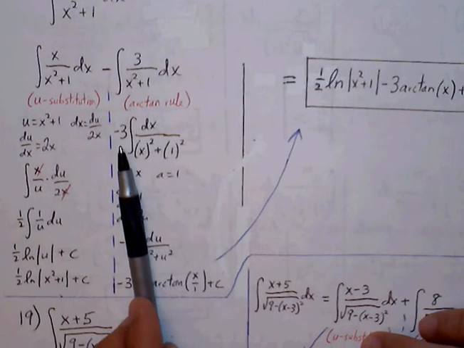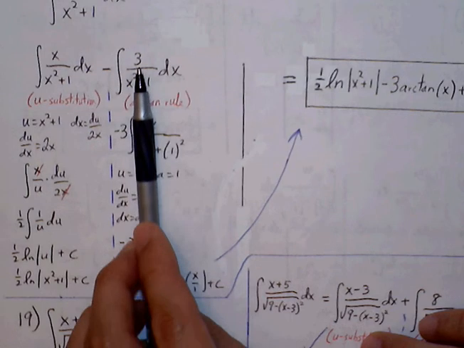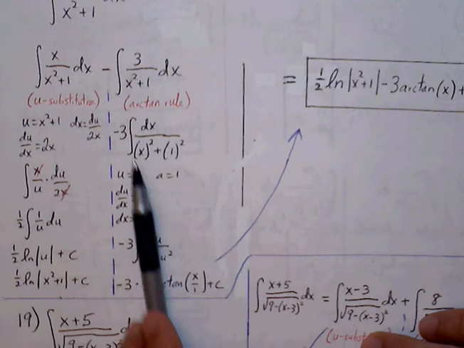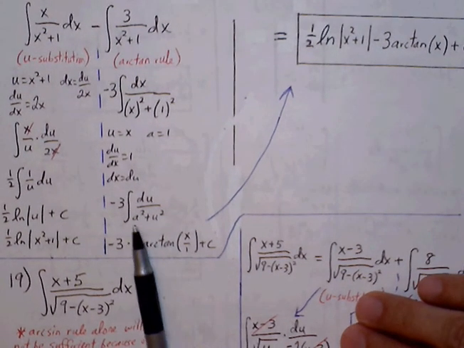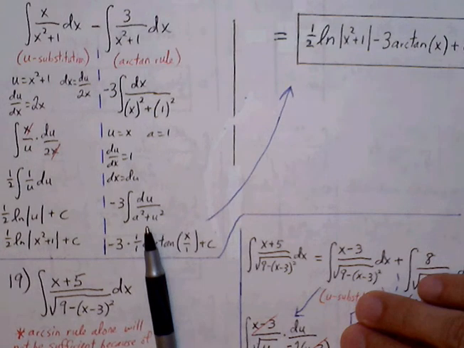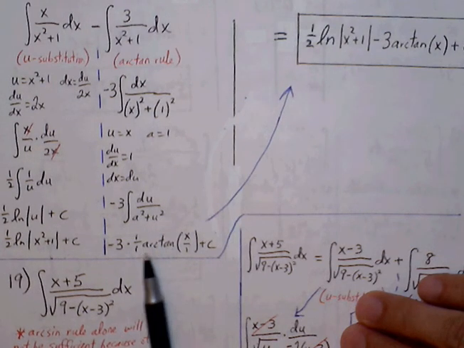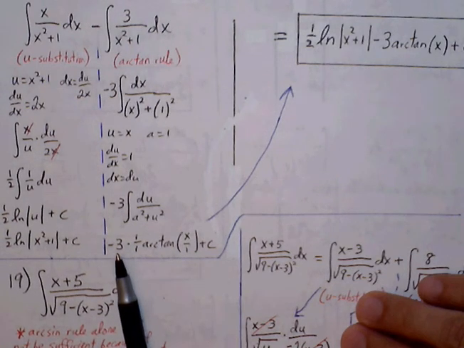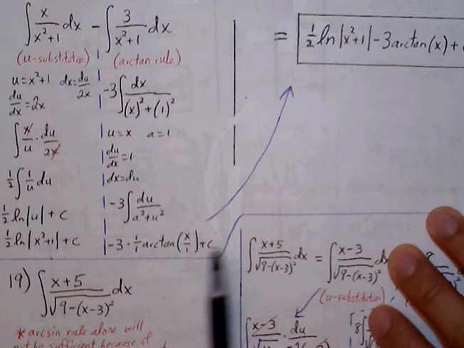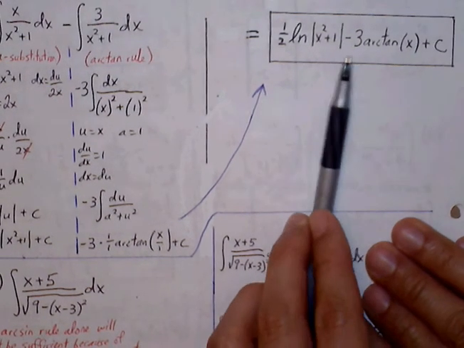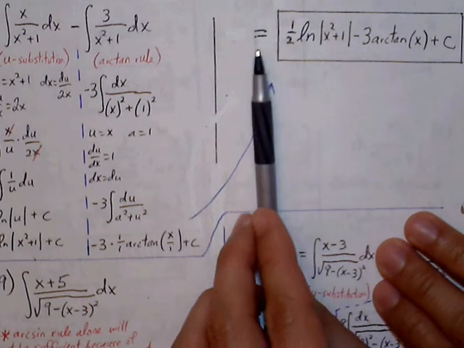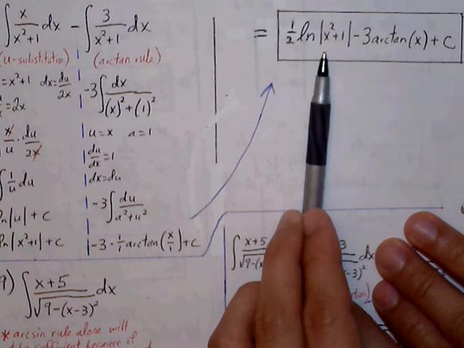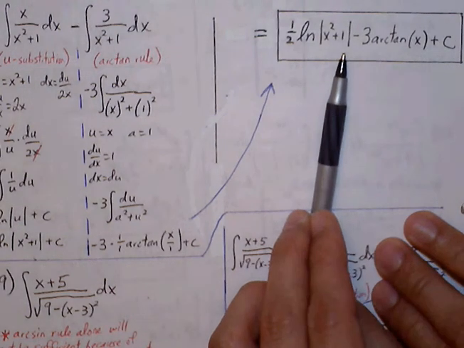We just have this 3 that's coming up from the original problem, so I can just pull that 3 out. So I have negative 3 integral of du over a squared plus u squared. This matches up nicely with our arctangent rule. So we simply apply that, which is 1 over a arctangent of u over a plus c. And then this negative 3 is a coefficient that's outside the rule that we have to include. So combining all this, we get negative 3 arctangent of x plus c. And then in front of it, the first solution that we found was 1/2 natural log of the absolute value of x squared plus 1.